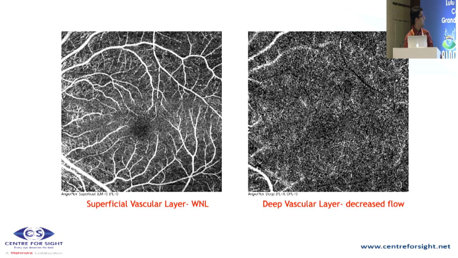And because we know PAM is a disease of the outer inner layer, the superficial layers were completely normal, but the deeper layer was completely non-perfused, and no clear demarcation of the inner retinal vasculature is seen here.